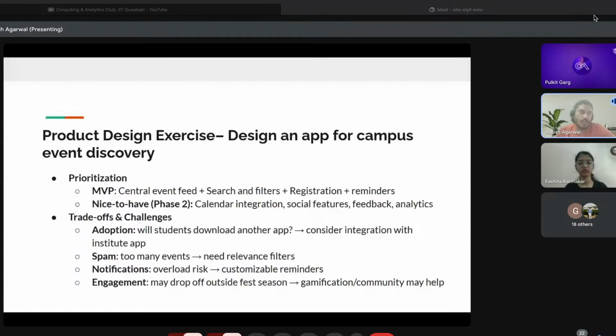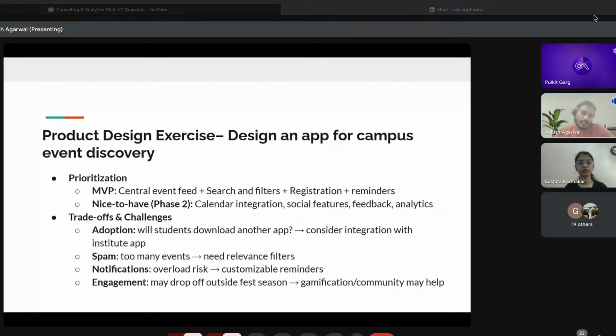Now, once you have done this, you have to also think of what the trade-offs and challenges are that you will see once you have this app in somebody's hand. The first thing is adoption. If students already have another app, an institute app, which they are using, it makes a lot of sense to integrate with that so that you get your audience. The next one is that because a lot of events are happening, it can lead to spam, which can lead to users going away from the app. Then you have to have some relevance filters.